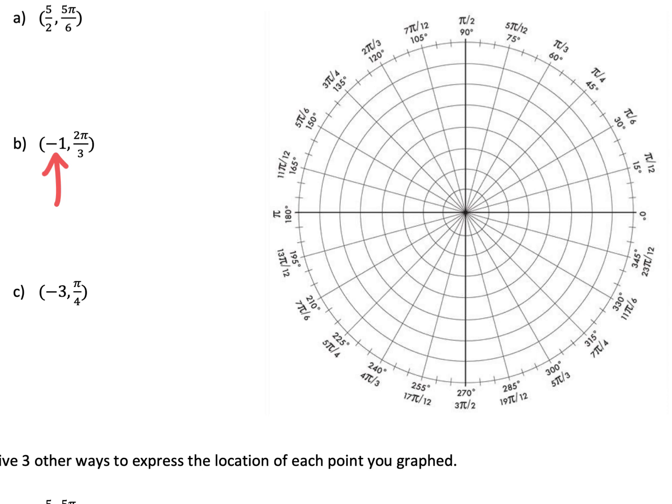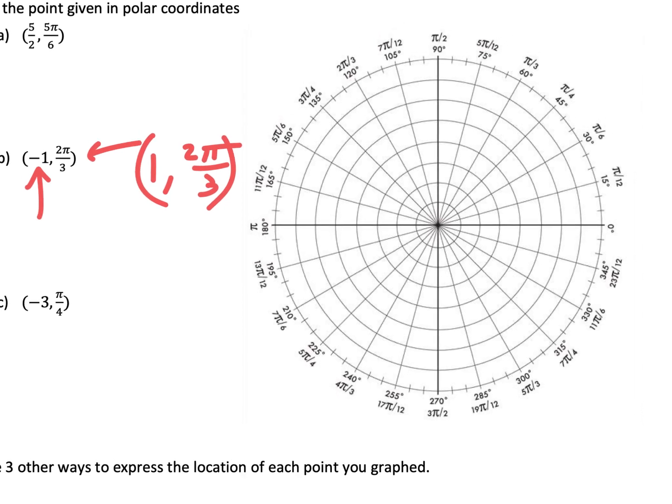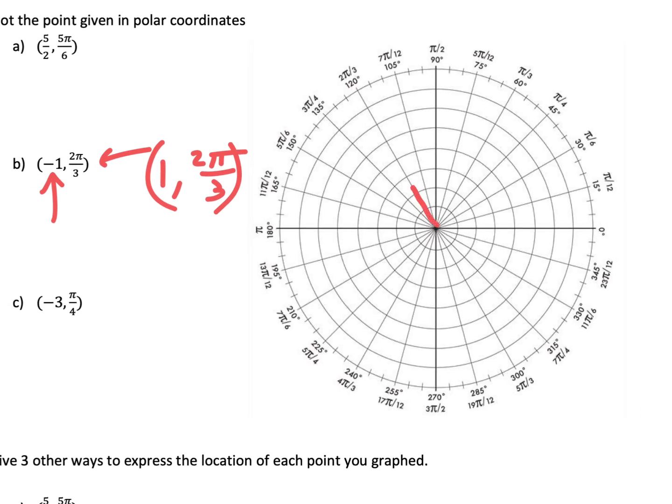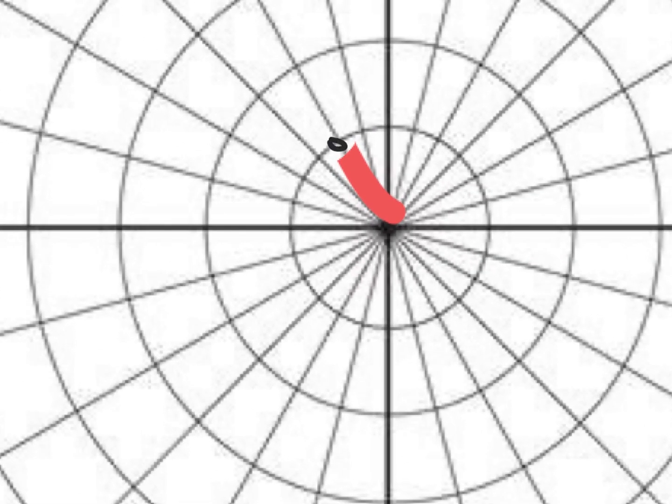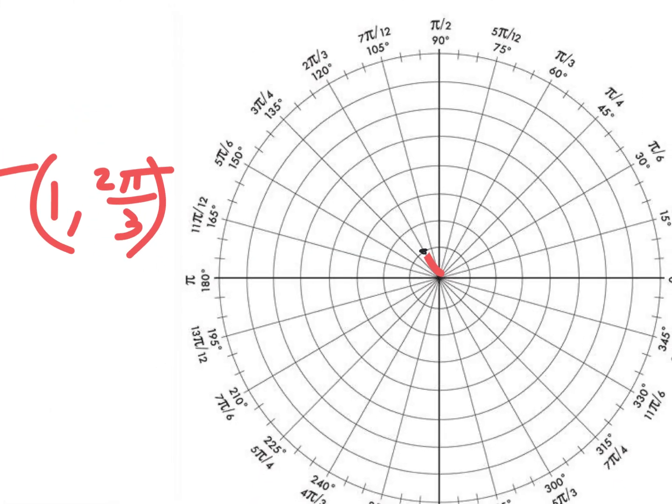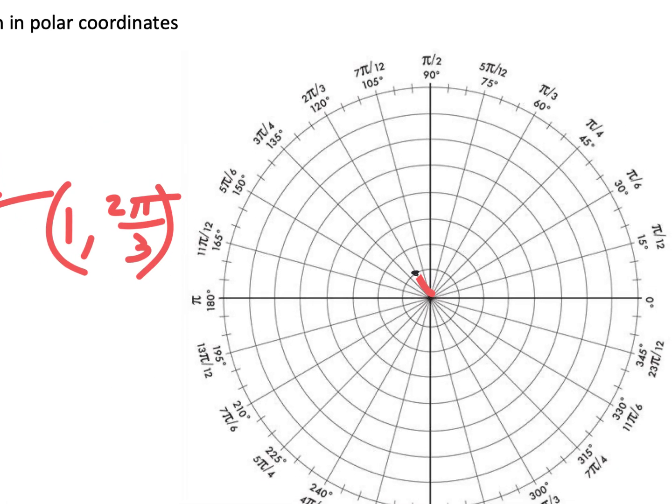Anya, do you remember what tip I gave people to graph that if they were struggling with the negative? You should just graph (1, 2π/3). Very good. Let's do that. So I go in the 2π/3 direction, which is that direction. How far should I go in that direction? Only 1. So I go out 1 in that direction, and then my dot is right there. There it is. That wasn't that hard, but that isn't the answer.